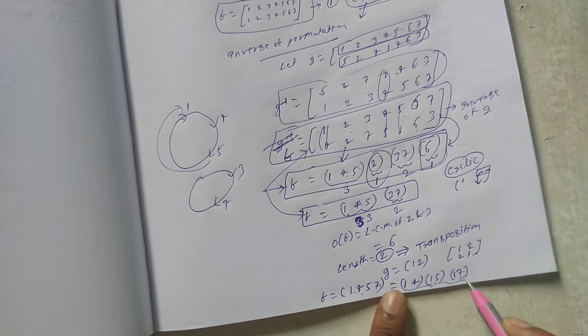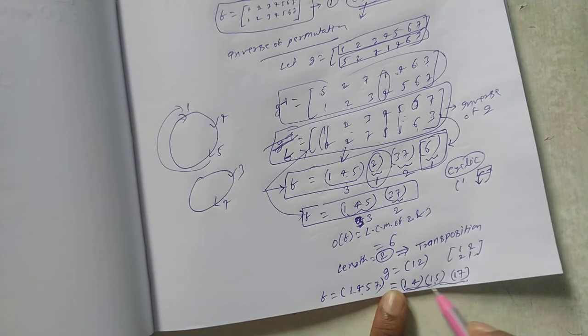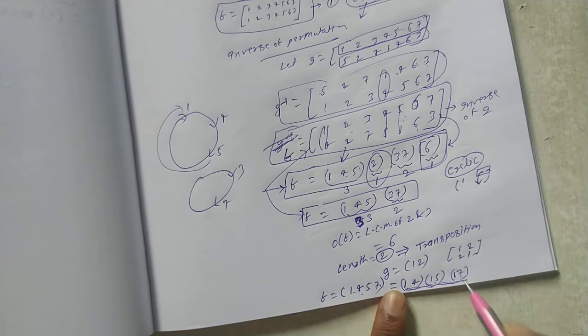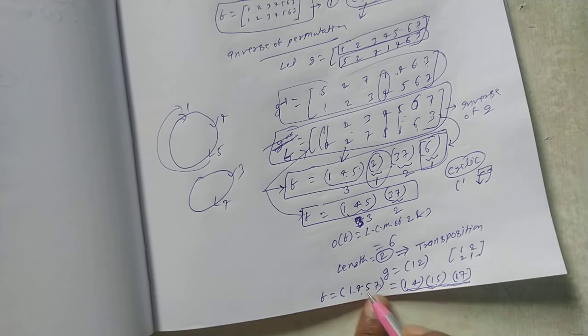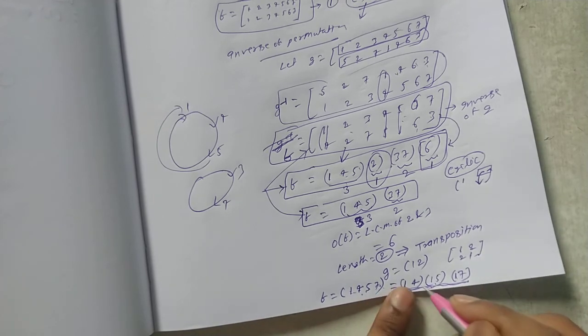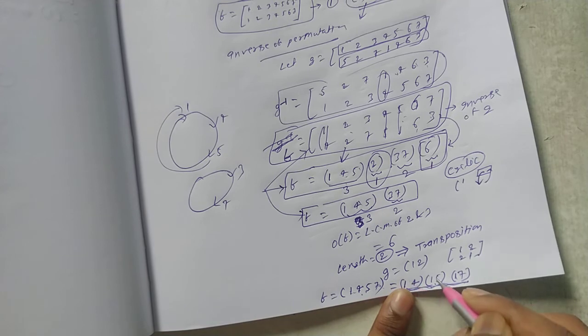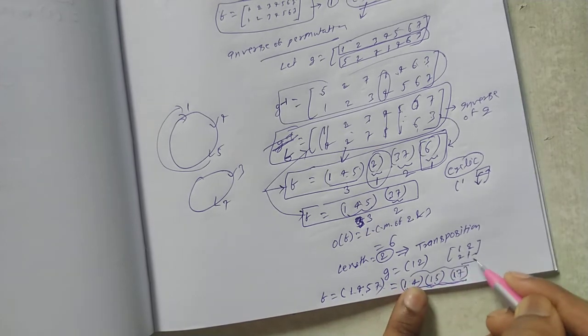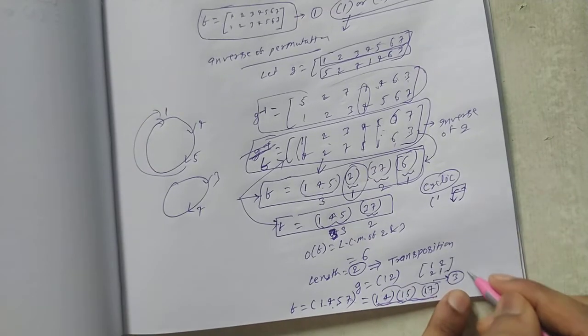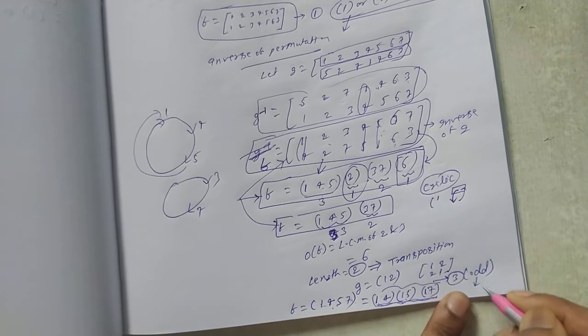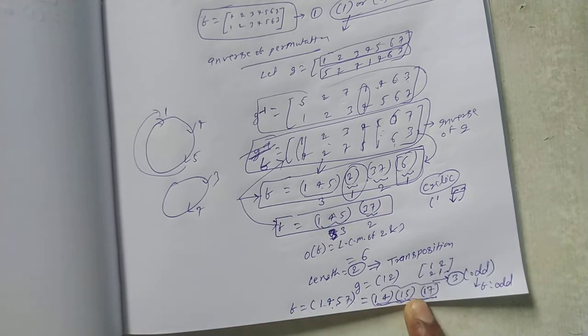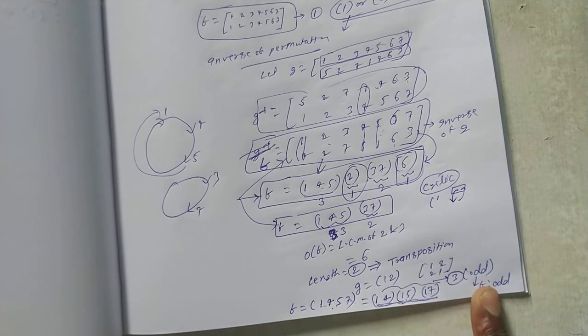This cycle can be transformed into transpositions of length 2. If you multiply this permutation, you will get this result. And the length of this cycle is 2. This is called a transposition, and a product of transpositions. Here the number of transpositions is 3, which is odd. Then F is called an odd permutation. If the number of transpositions is even, then F will be called an even permutation.